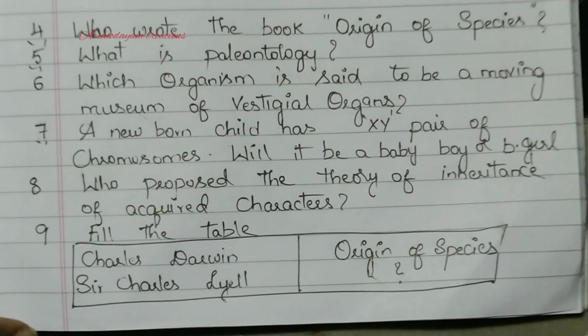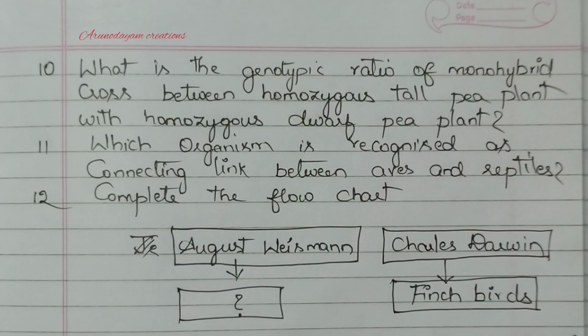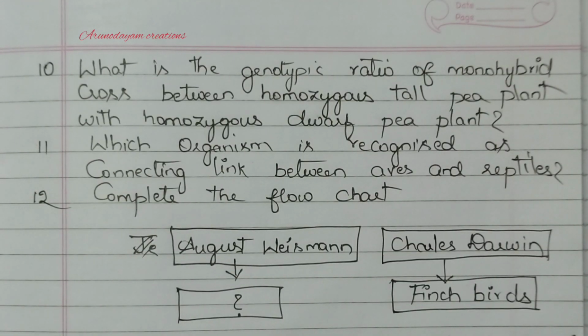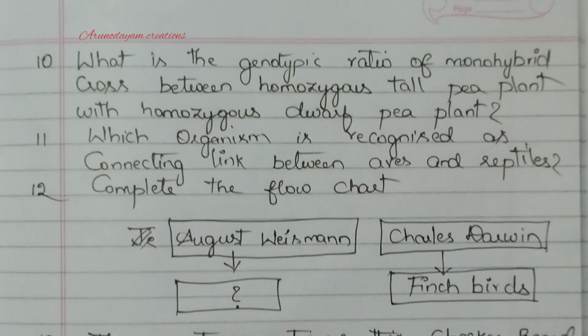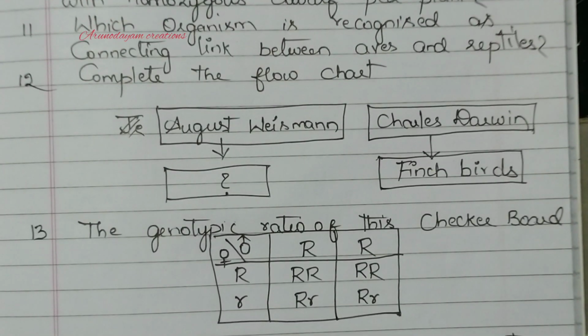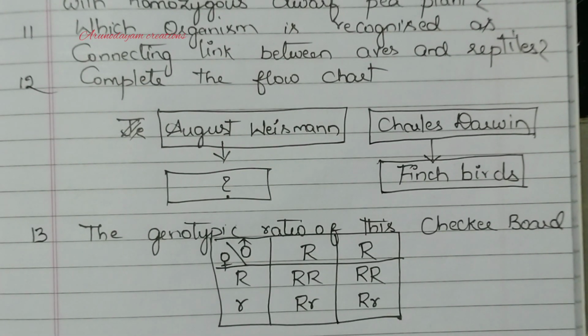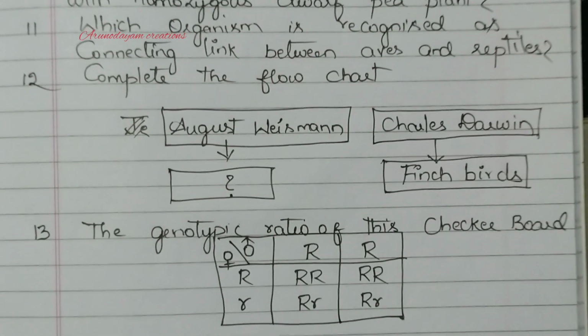Ninth question, fill this table. Charles Darwin, Origin of Species. Sir Charles Lyell, what book he has written, we have to write. 10th question, what is the genotypic ratio of monohybrid cross between homozygous tall pea plant with homozygous dwarf pea plant? 11th, which organism is recognized as connecting link between aves and reptiles? 12th question, complete this flow chart. Charles Darwin conducted his experiments on finch birds, and Augustus Weismann, we have to write on what organism he has conducted his experiments.